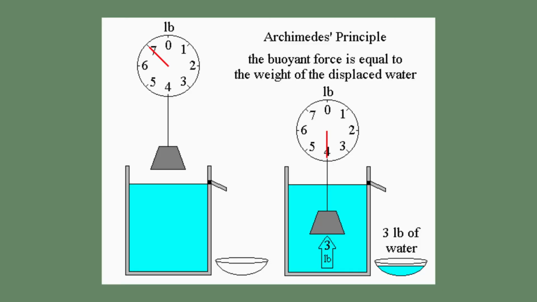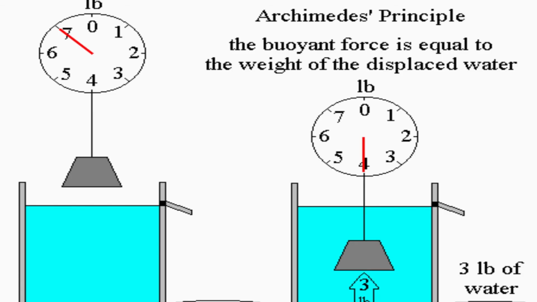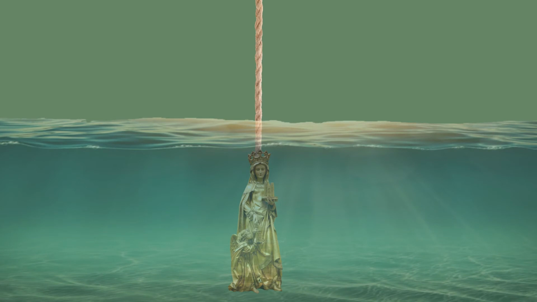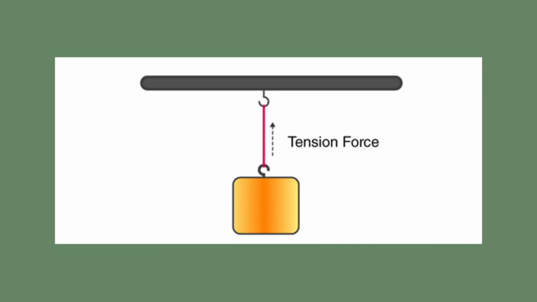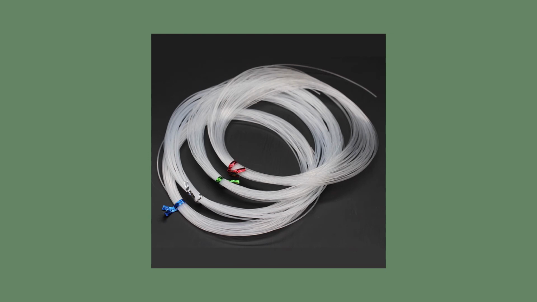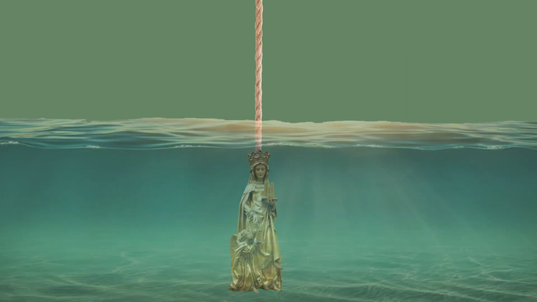Take note that the buoyant force has the same magnitude as the weight or force of the fluid displaced by the body. For instance, a 15 kilogram solid gold statue is raised from the sea bottom. What is the tension in the cable when the statue is at rest and completely underwater? Quick review. Tension is the force exerted by a rope, cable or any string-like object. In order to solve this problem, you must first understand the situation.